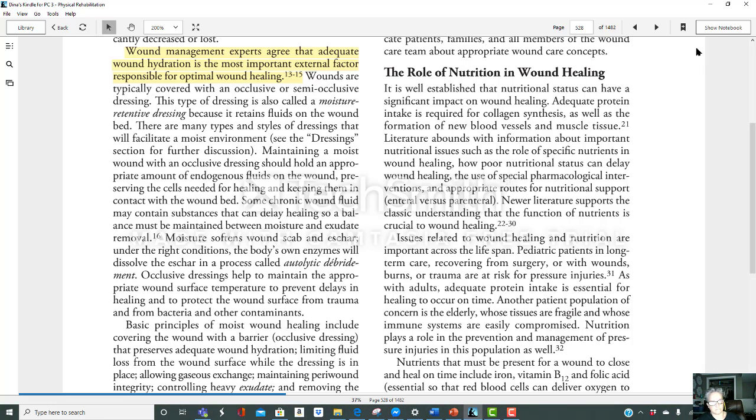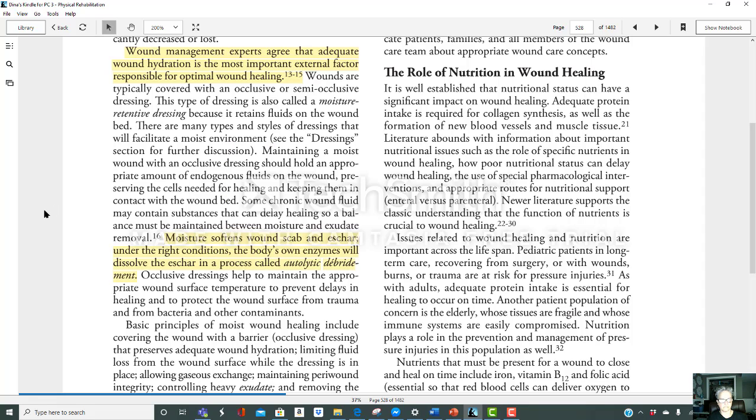Some chronic wound fluid may contain substances that can delay healing, so a balance must be maintained between moisture and exudate removal. Moisture softens wound scab and eschar. Under the right conditions, the body's own enzymes will dissolve the eschar in a process called autolytic debridement. Occlusive dressings help to maintain the appropriate wound surface temperature to prevent delays in healing and to protect the wound surface from trauma and from bacteria and other contaminants.